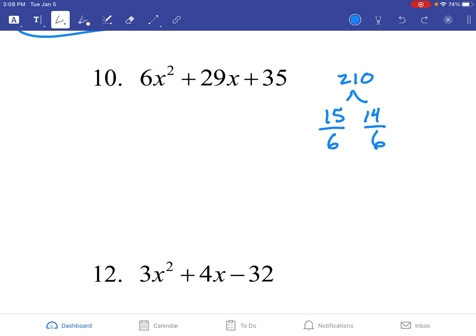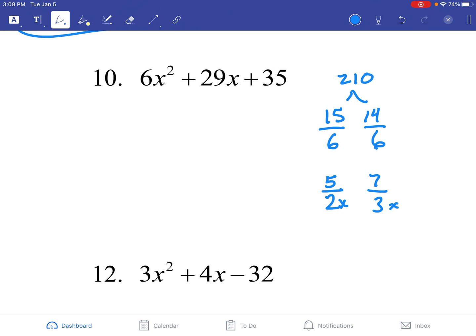Now we can reduce the fractions. 15 over 6, they both share a 3. If I take a 3 out of both, I get 5 over 2. Out of 14 and 6, they both share a 2. I would get 7 over 6. Or sorry, 7 over 3. My apologies. So that's the reduced fractions.